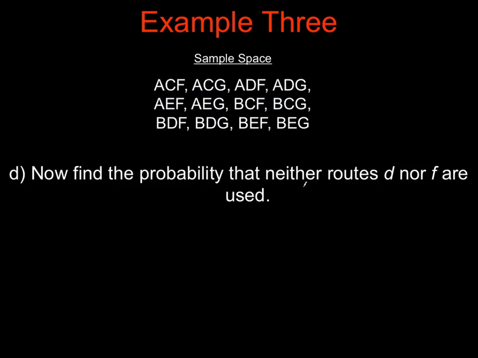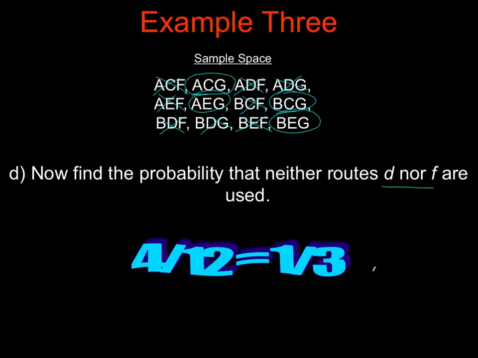Now find the probability that neither routes D nor F are used. So we don't want either D or F. Okay, so anything with a D we're going to cross out. Anything with an F we're going to cross out. Can't have the D. Can't have the F. Can't have the D or the F. No D's, and no F's. So what we're left with here is 1, 2, 3, 4. So this one's going to be 4 out of 12, or 1/3.